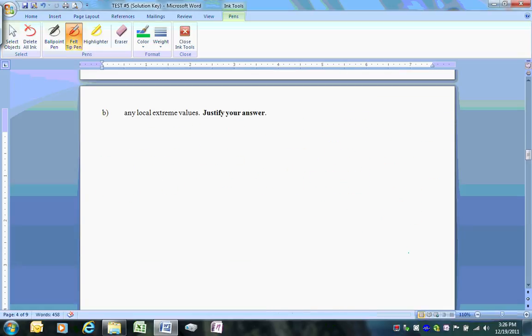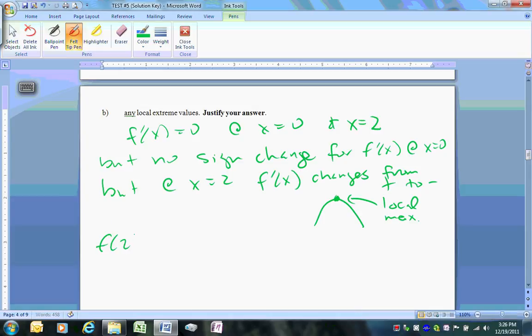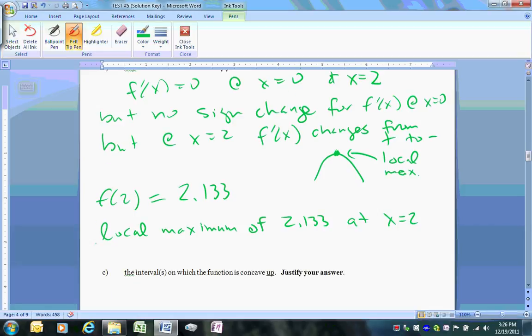So we would write it like this. And first of all, let's find what f of 2 is. If you punch it in your calculator, you would get 2.133. Remember, 3 decimal places. So you'd say that there is a local max of 2.133 at x equals 2 because f prime x changes from positive to negative.